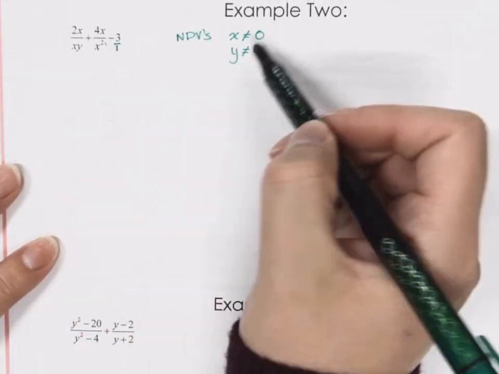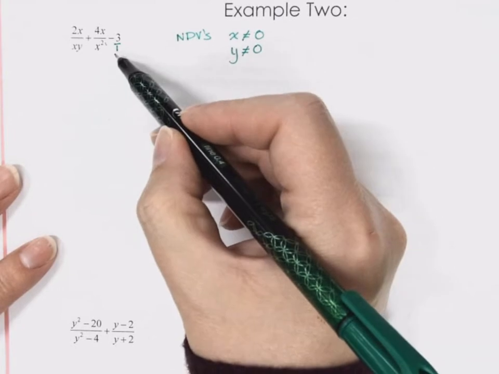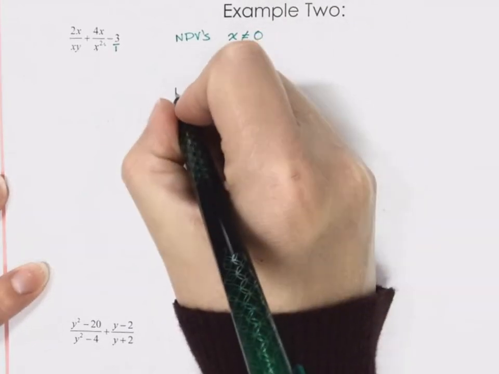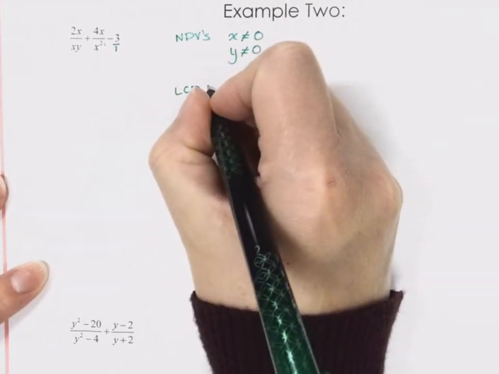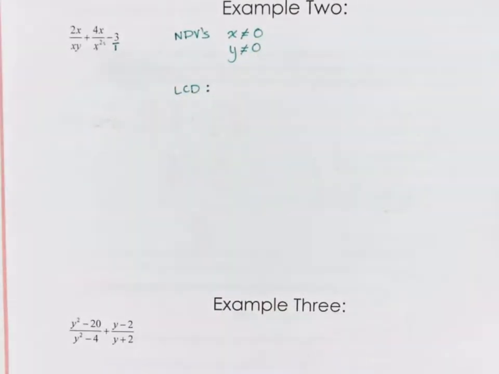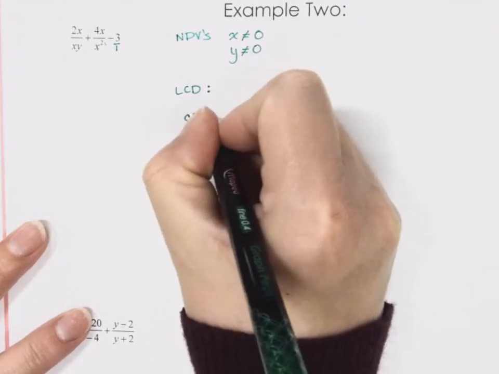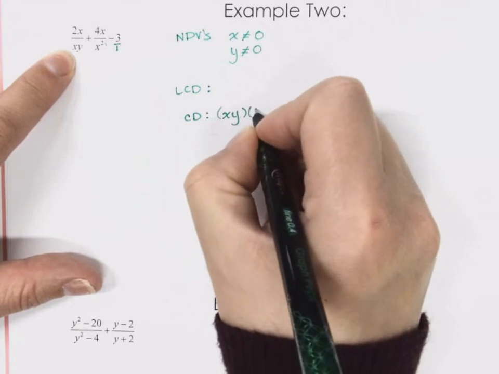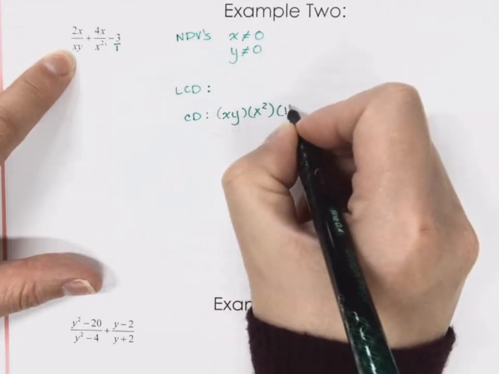X squared is just going to go back to the x equals 0, and 1 has no variable in it. So we're done with our NPVs. Everybody good with that? So we've factored everything, we've done our NPVs, now we're going to do our LCD. You can do a CD, a common denominator, or you could do an LCD. So if I were to do a common denominator, I would have xy times x squared times 1.